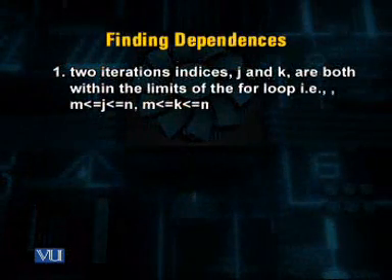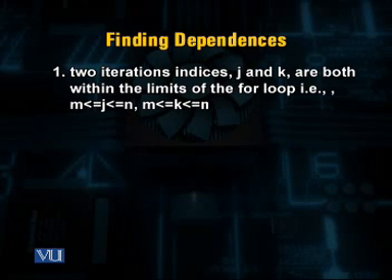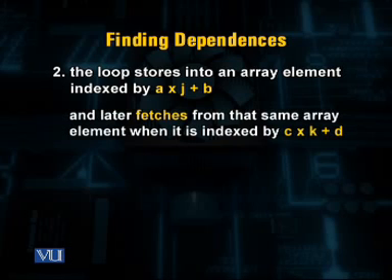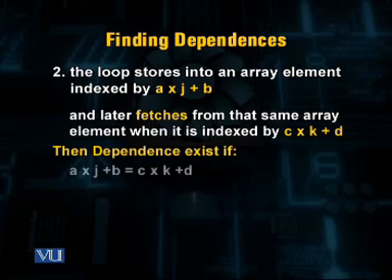The first condition is that two iteration indices, say J and K, are both within the limits of the loop, that is, J is ranging from M to N and K is also ranging from M to N. The second is that the loop stores into an array element indexed by A times J plus B, and later on it fetches from the same array element when it is indexed by C times K plus D. Then we can say that the dependence exists if the expression A times J plus B is equal to C times K plus D, which means that the two affine indexes are equal.